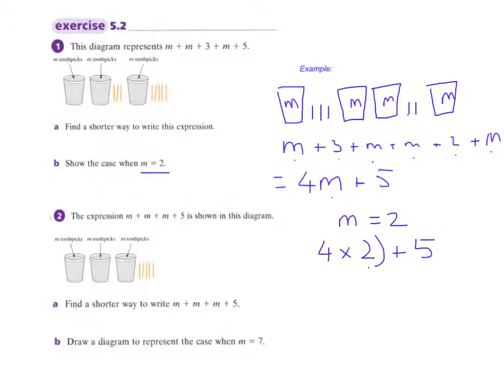Now remember, I've got to do this first, so I'm just going to put brackets around it, just to remind me that I've got to do that first, because that 4 and that m are together. So 4 times 2 is 8, plus my 5, 8 plus 5 is 13. So there's my answer. Just remember that I do this first, and that also works with BODMAS, if you think about BODMAS way back in primary school and at the start of the year. So that should be pretty straightforward. Okay, there you go.